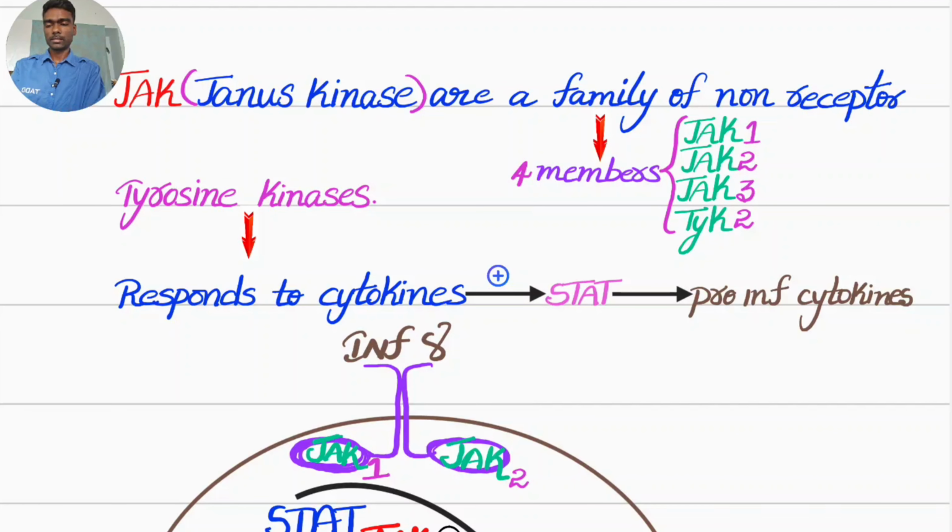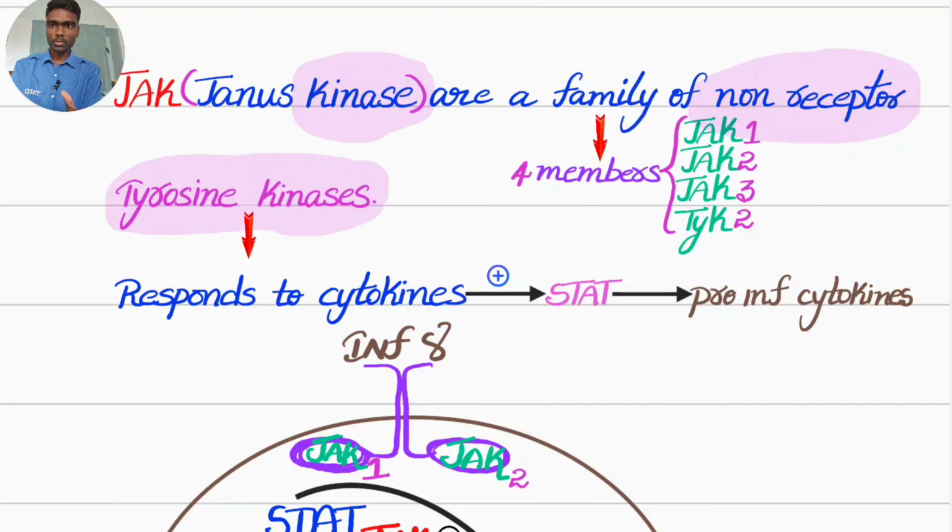Janus kinases, nothing but JAK. What do you get from this word kinase? It is an enzyme which transfers phosphate group, that is nothing but phosphorylation. These Janus kinases are a family of non-receptor tyrosine kinases. What do you mean by this word non-receptor? Tyrosine kinases, by the word kinase, you got it will phosphorylate. It has two types. One is receptor tyrosine kinase, another one is non-receptor tyrosine kinase.